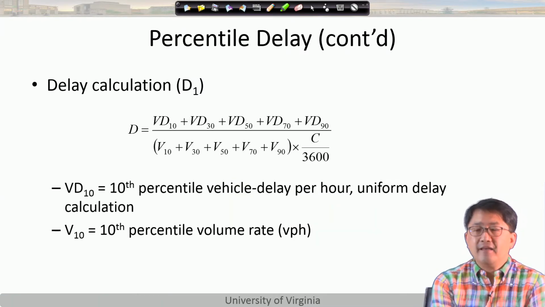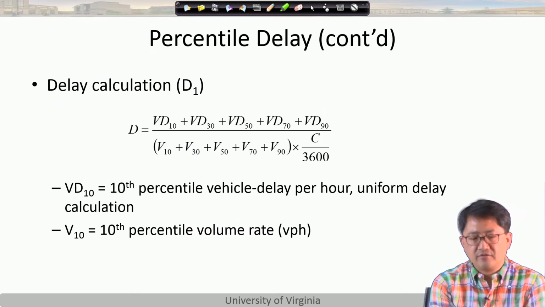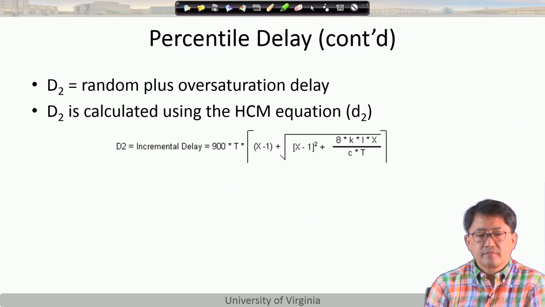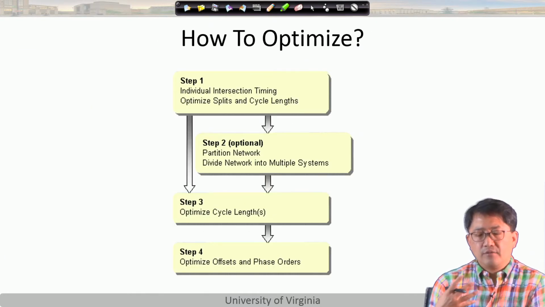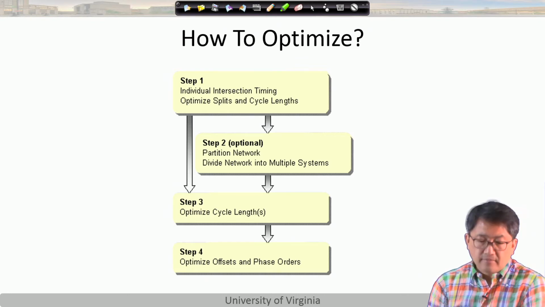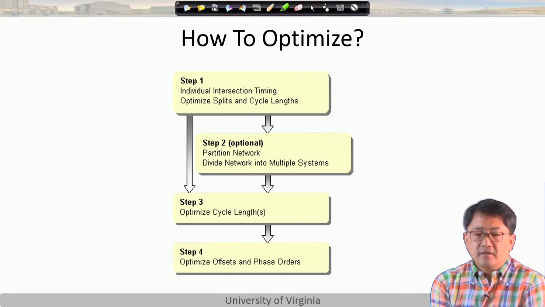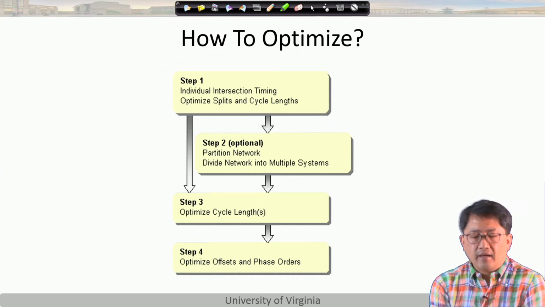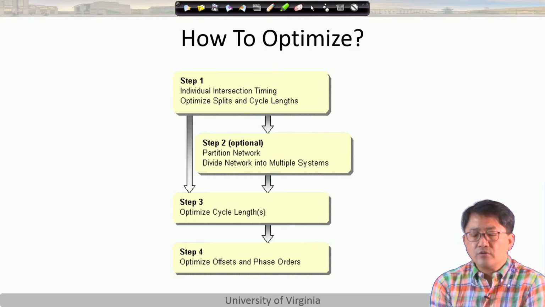So delay is based on percentile, a weighted average of different percentiles. It's fairly straightforward. They also consider random plus oversaturation delay, just like the HCM method. They use a similar equation to calculate that. And then the way they optimize this is individual intersection timing, and at the individual level they do splits and cycles, and they also do a partitioning of the network.